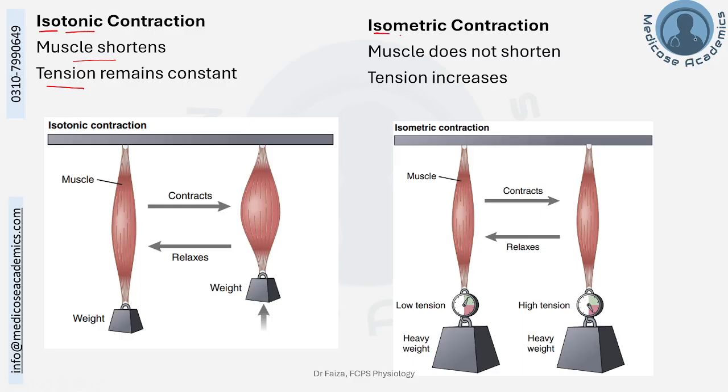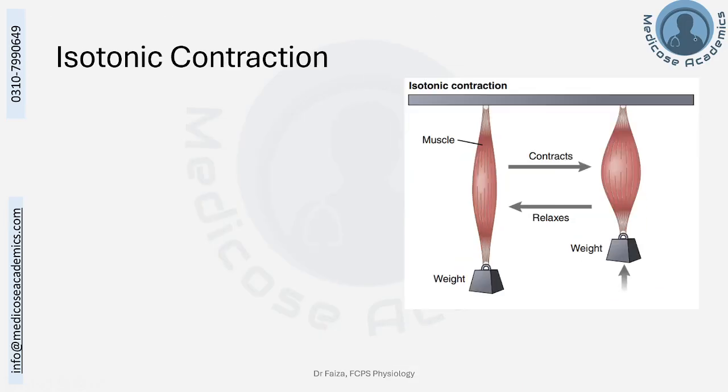Whereas in isometric contraction, metric means length, the length of the skeletal muscle is constant, but the load has increased or the tension has increased from here to here. So these are two types of muscle contractions. Somewhere in our body, skeletal muscles use isotonic contraction for some types of activities, and at other times the skeletal muscles may require some isometric contraction depending upon the type of activity we are performing. So let's have a look at these two one by one.